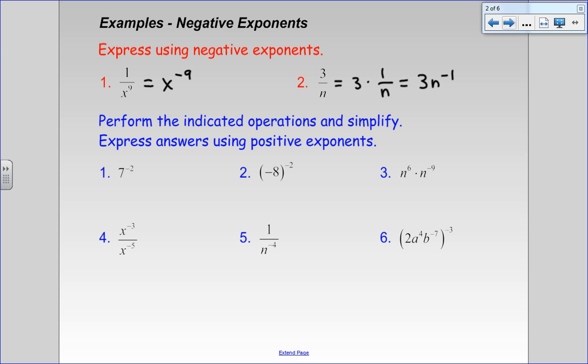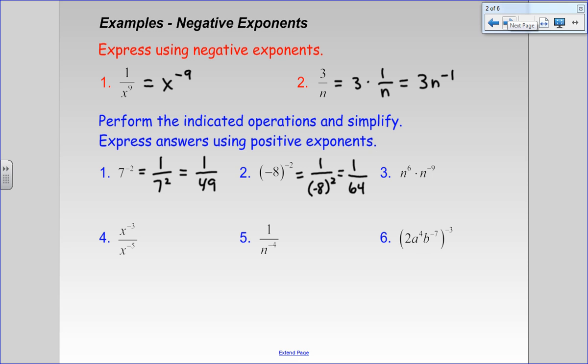Now let's simplify some expressions containing negative exponents and express our answers using positive exponents. In problem 1, we have 7 to the negative 2 power. This is the reciprocal of 7 squared, so it's equal to 1 over 49. Similarly, in problem 2, negative 8 to the negative 2 power would be 1 over negative 8 squared, so it's 1 over 64.